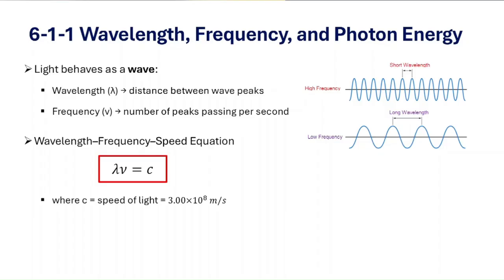Now imagine you know the frequency of a radio station. Could you calculate the wavelength? That's exactly what astronomers do for all types of light.